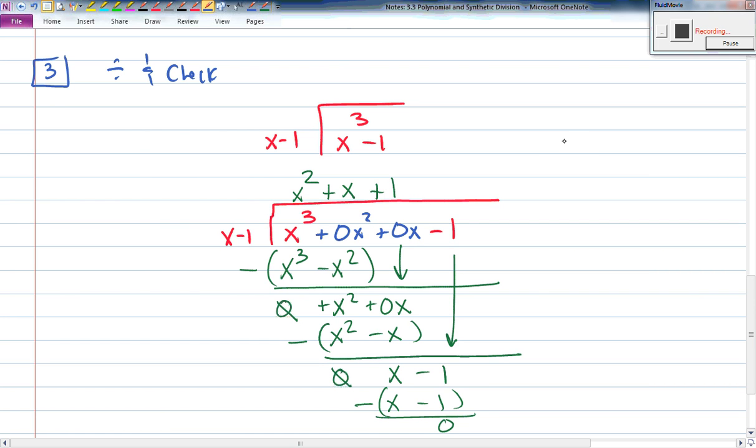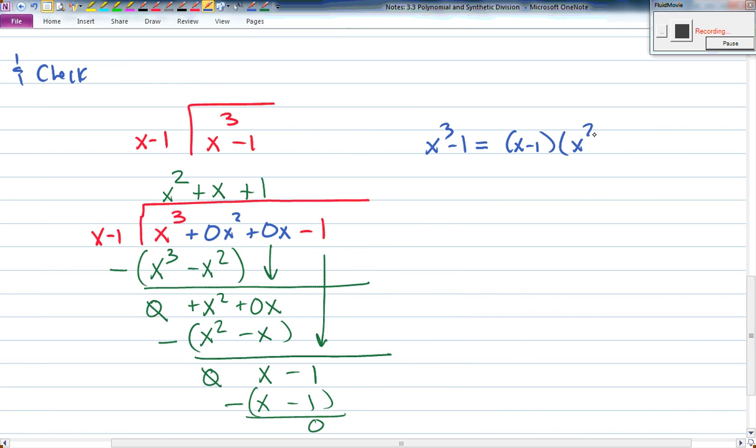So check this out, you guys. That means that x cubed minus 1 is literally equal to x minus 1 times x squared plus x plus 1. Does this look familiar to anybody at all? That's the difference of two cubes. This is the formula, and that's where we get it. Holy cow, crazy. Mind blown.